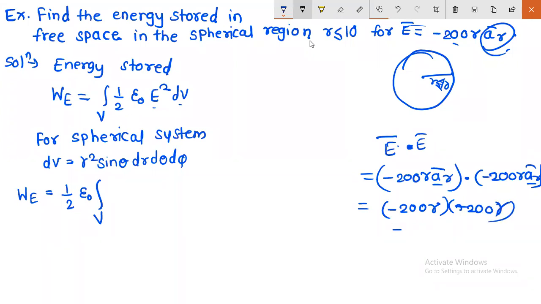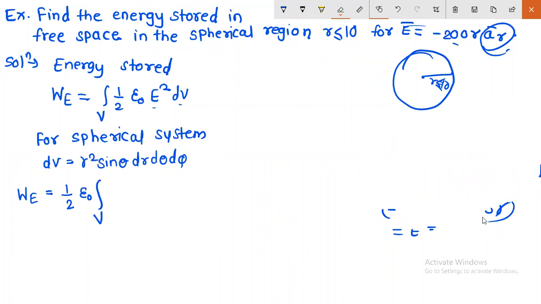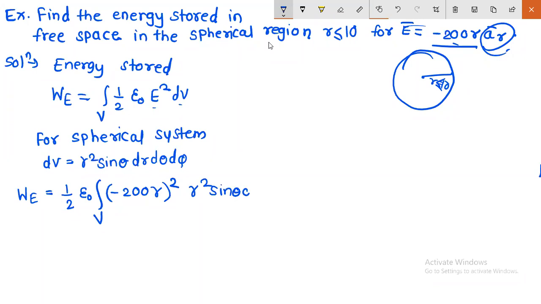Okay, it means that it is nothing but your E square. We are taking only the mod, means magnitude, and the dot product of unit vectors is equal to 0 here. So this E square, now E is minus 200 r. So it is minus 200 r, it's a square, into dv. Now dv is r square sine theta dr d theta d phi.